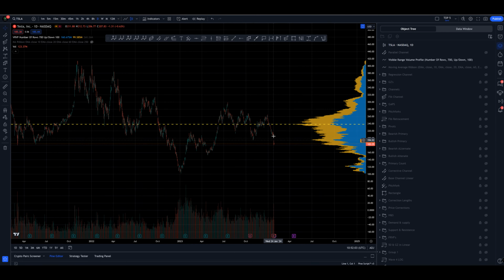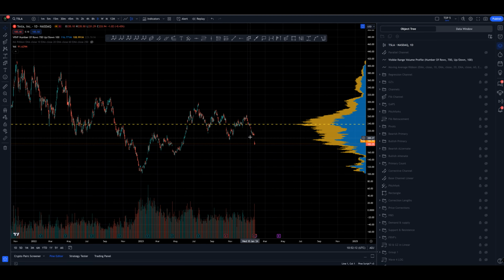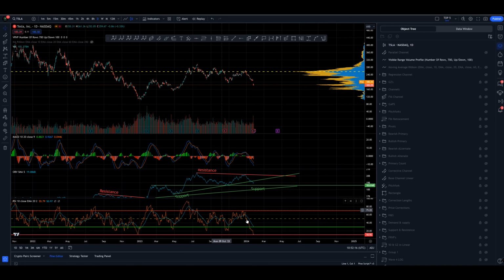So we've just got to be wary of the fact that we came down here, capitulated potentially on high volume, and maybe we're just looking to turn around here, maybe to form a pivot. Now, we haven't got a pivot yet, so we can't be certain of that. So let's come over and have a look at these indicators.